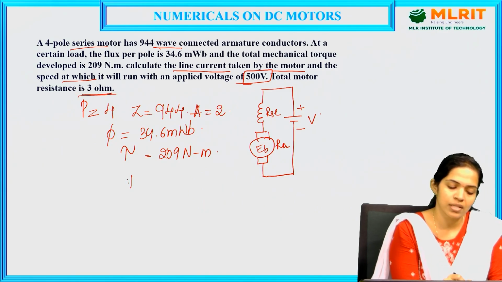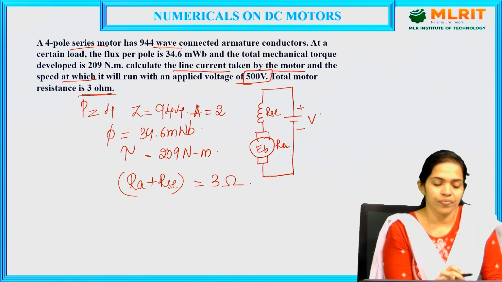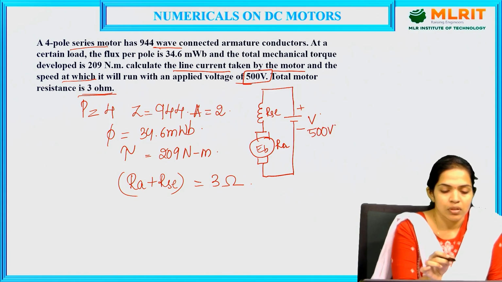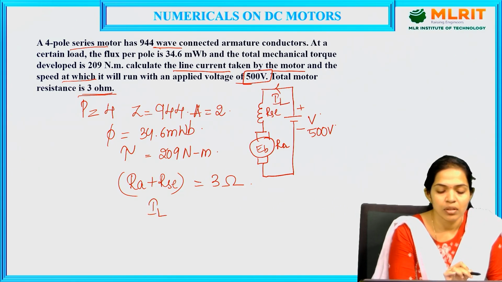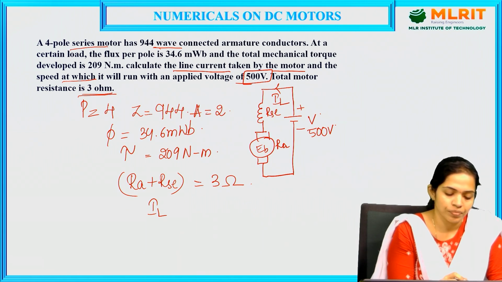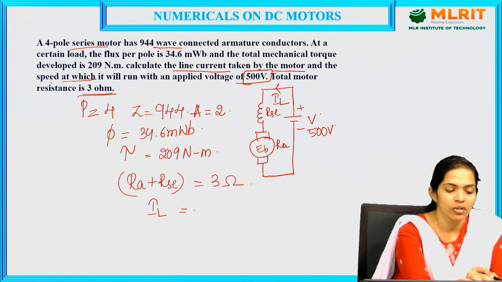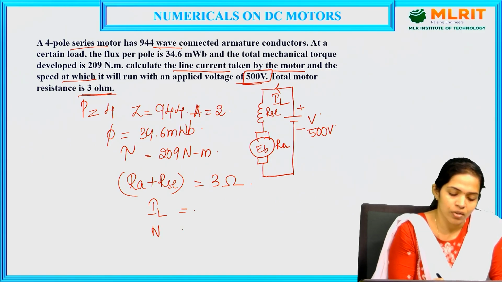So total resistance can now be taken as RA plus RSE. This value he has given as 3 ohms. So the applied voltage is 500 volts. He is asking us to calculate IL, the line current which is delivered to the motor armature circuit. And also he is asking us to find out the speed at which it will run for applied voltage of 500. He is asking us to find out the speed also.